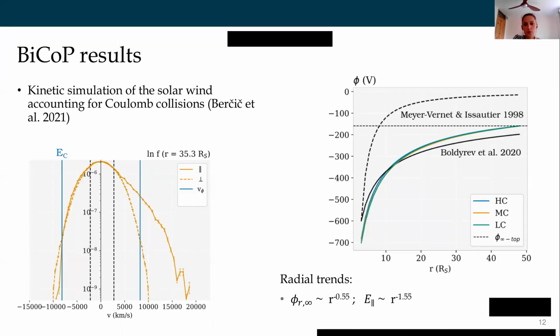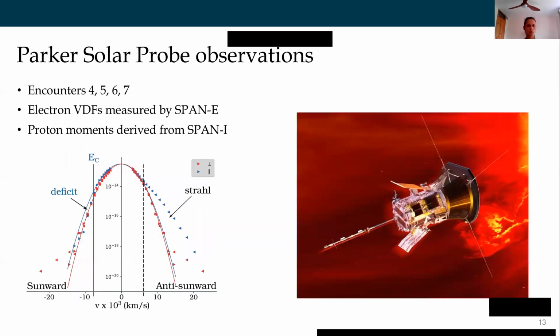And then what we did is we tried to use this value of electric potential to predict where in the distribution function we will have the deficit. And actually this worked out pretty well. So we see that this cutoff energy predicts well the actual cutoff in the distribution function that we see in the simulation. So this all worked very well. So we went on and we analyzed the Parker Solar Probe electron data. And so we wanted to measure this electron cutoff velocity, and then from it calculate the value of electric potential in the solar wind.